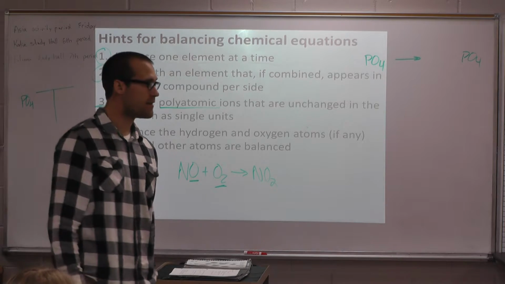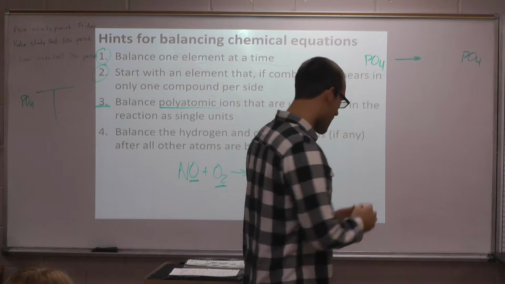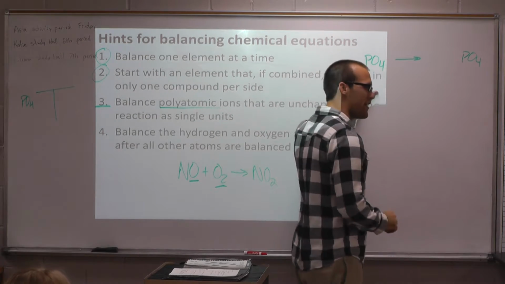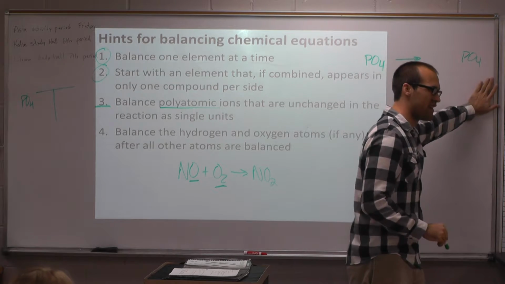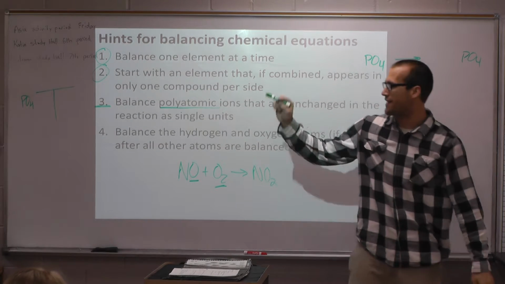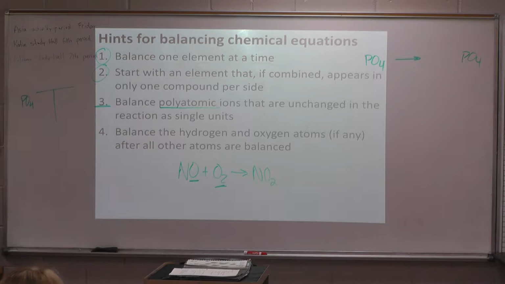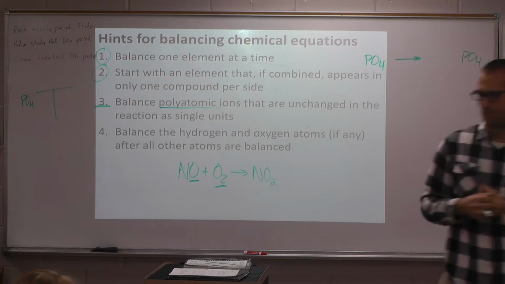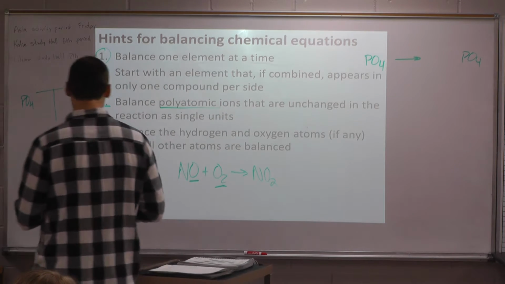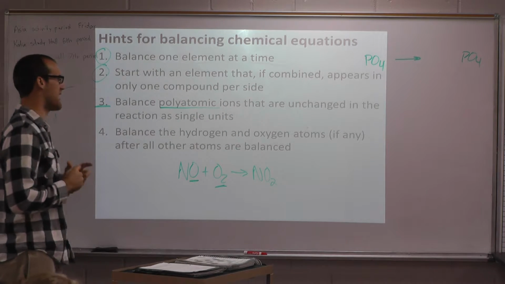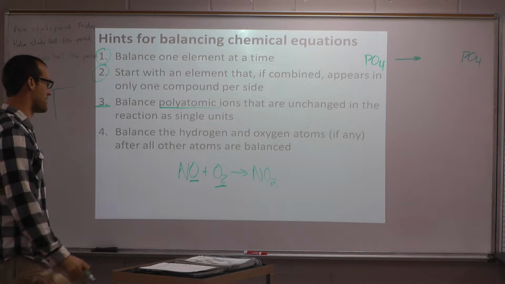And if it's there and not, if it's phosphate here and is not phosphate on the other side, you do have to break it down into phosphorus and oxygen. Okay? It's just a simpler way. If it stays the same on both sides, it's easier just to treat it as one whole unit. Okay? Last rule. It says balance hydrogen and oxygen atoms last, essentially.